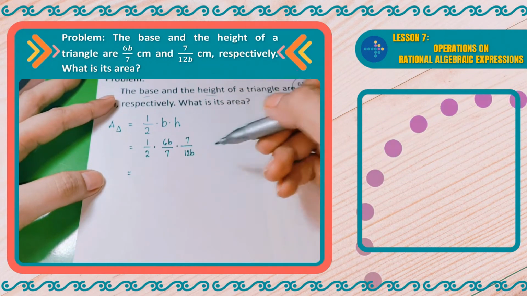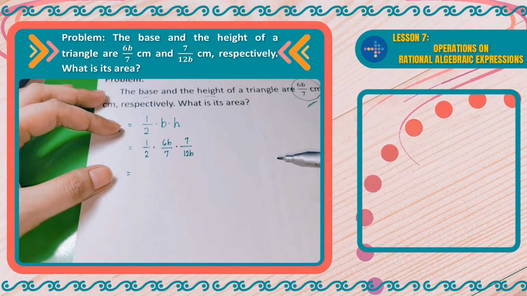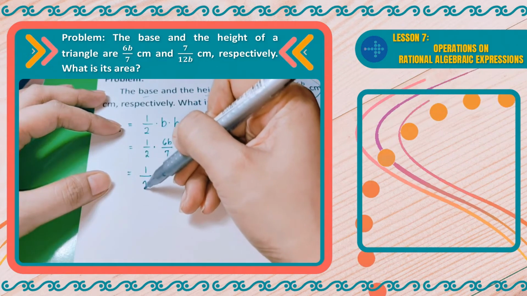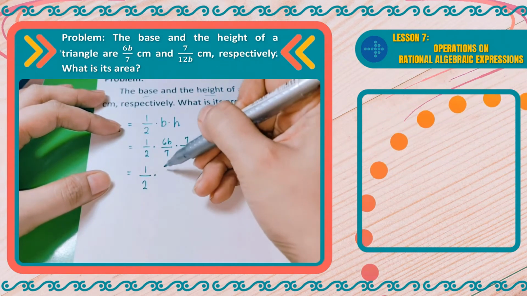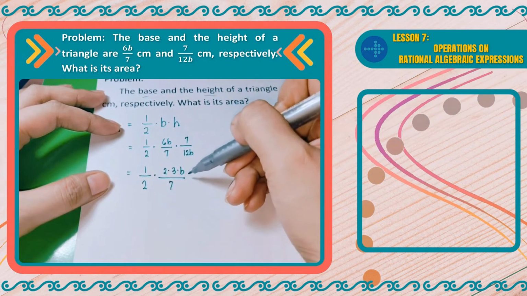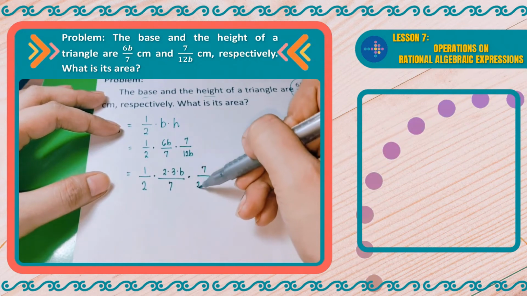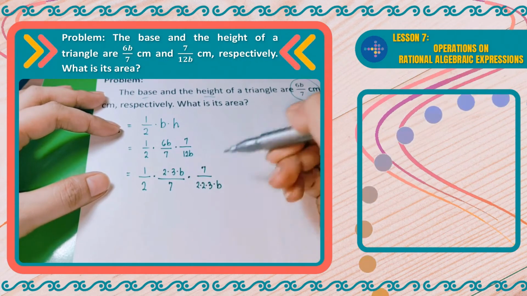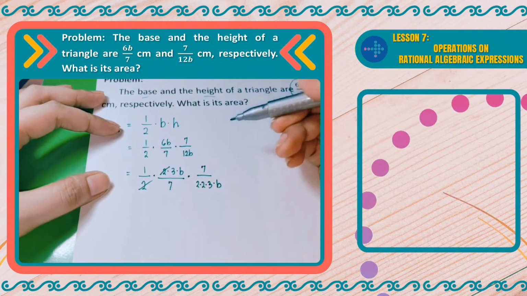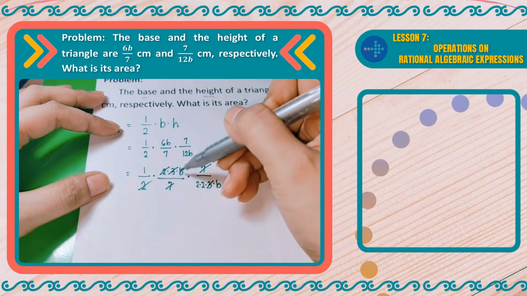Then, factor the numerators and the denominators as we apply the steps in multiplying rational algebraic expressions. So, we have 1, then 2. For 6b, we have 2 times 3 times b. For 7, we have simply 7. Then another 7. Then for 12b, we have 2 times 2 times 3 times b. Then cancel common factors. We have 2, we have 3, then we have 7, then we have b.